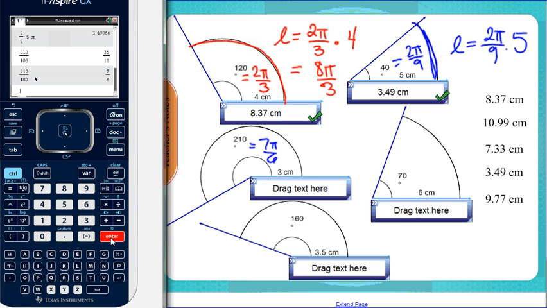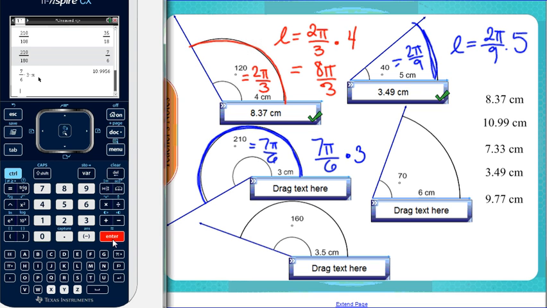Okay, don't forget that. You absolutely do have to convert your angle to radians. If you use degrees, it does not work to find the arc length. So the length of this arc, this entire distance, is going to be 7 pi over 6 times the length of our radius, which is 3. So if we multiply by 3 and by pi, we get almost 11, 10.99.